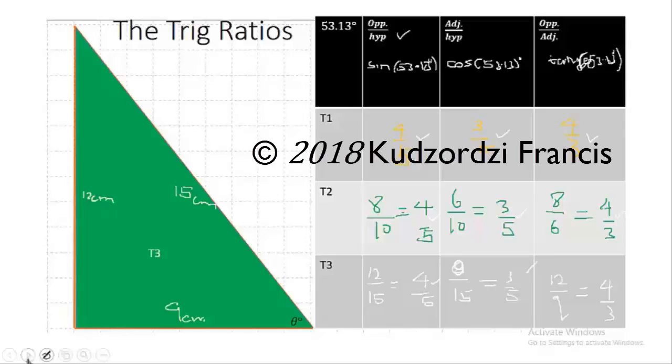So far we have seen that the sine of an angle of a right-angled triangle is equal to the opposite over the hypotenuse. Then the cosine of an angle is equal to the adjacent over the hypotenuse. Then the tangent of an angle is equal to the opposite over the adjacent.